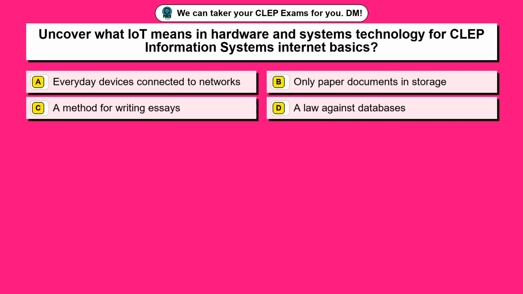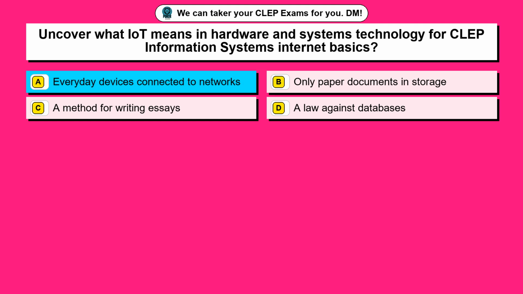Question 62. Uncover what IoT means in hardware and systems technology for CLEP Information Systems Internet Basics. Option A. Everyday devices connected to networks. Option B. Only paper documents in storage. Option C. A method for writing essays. Option D. A law against databases. The correct answer is option A.